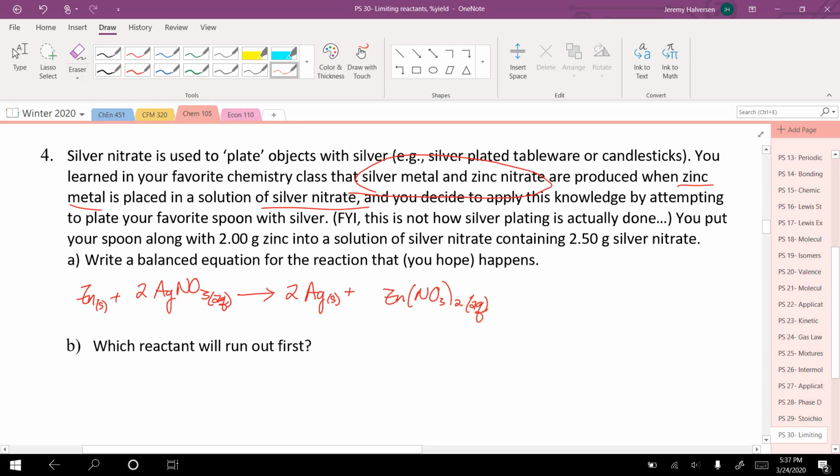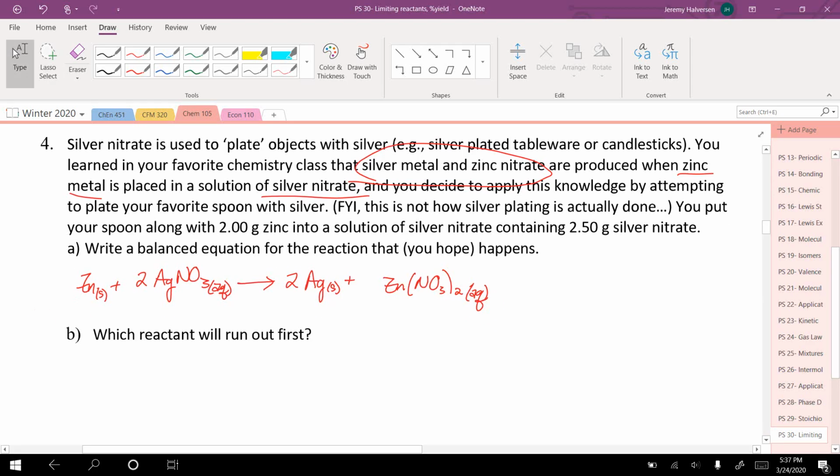Okay, so I have my balanced equation. Which reactant will run out first? The idea here is if we just give you the amount of a single reactant, if I just said you have this much zinc, then how much silver do you make? Well, then you would just assume that you have an unlimited amount of silver nitrate, and you just use the coefficients to convert between zinc and silver, as we talked about in problem set 29.